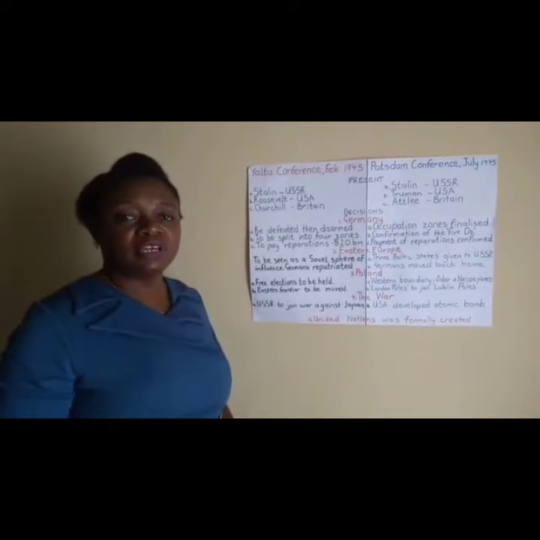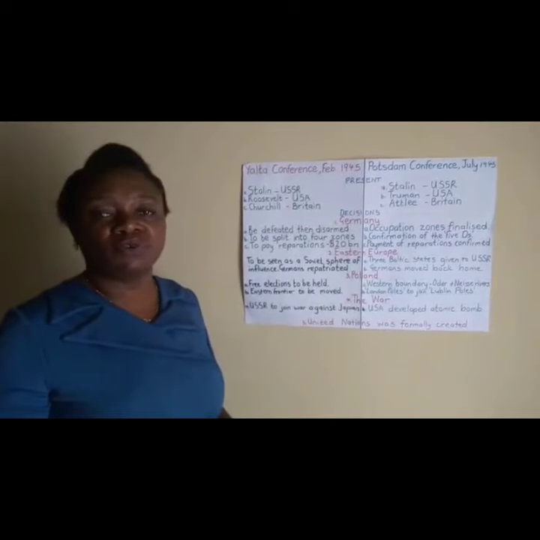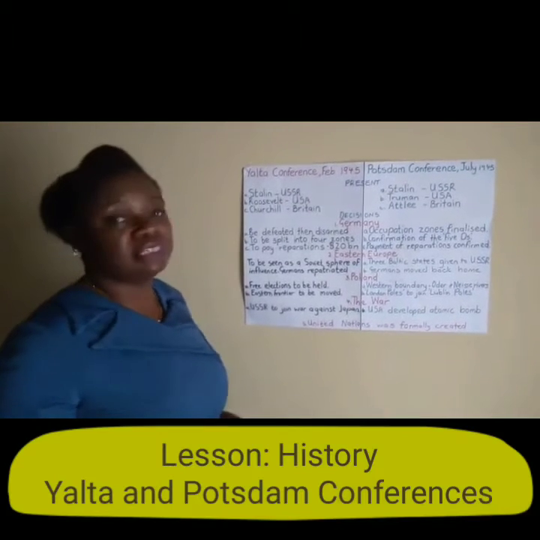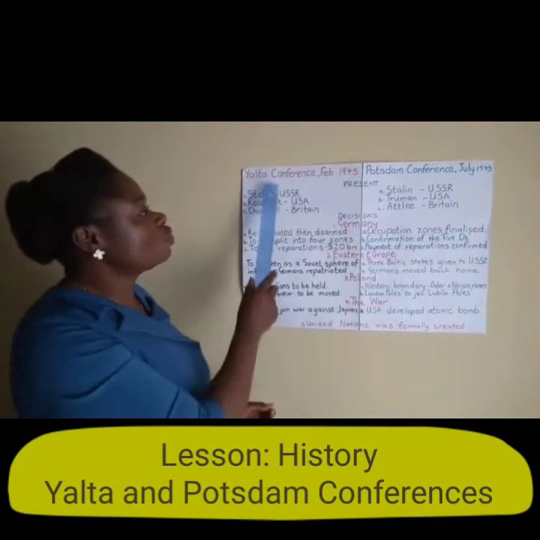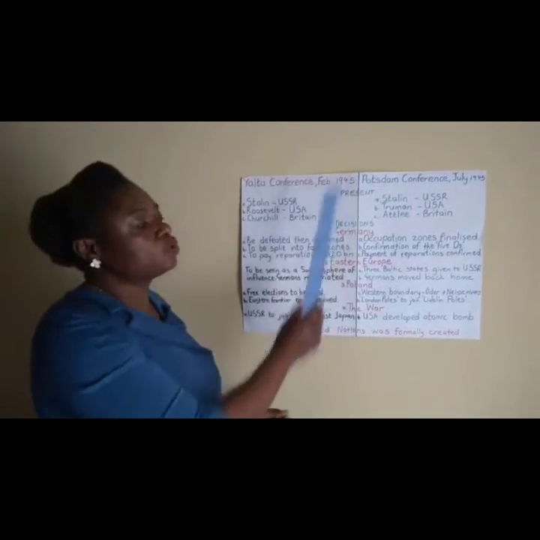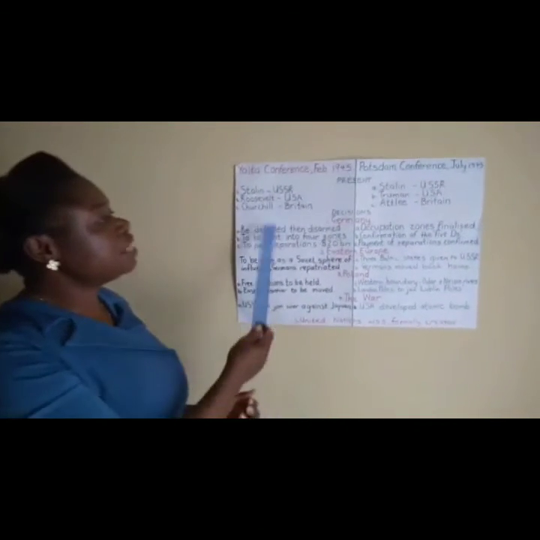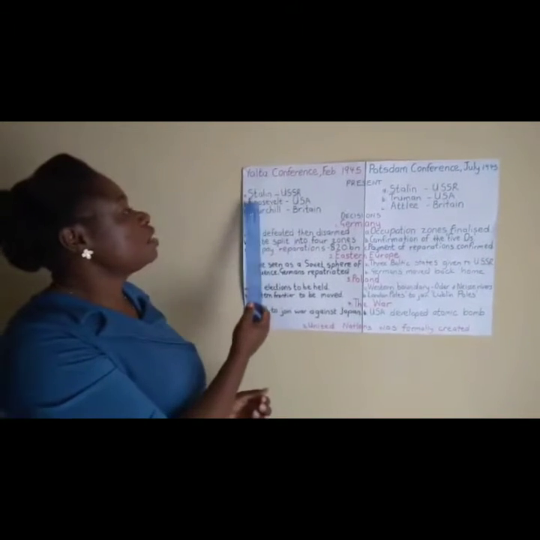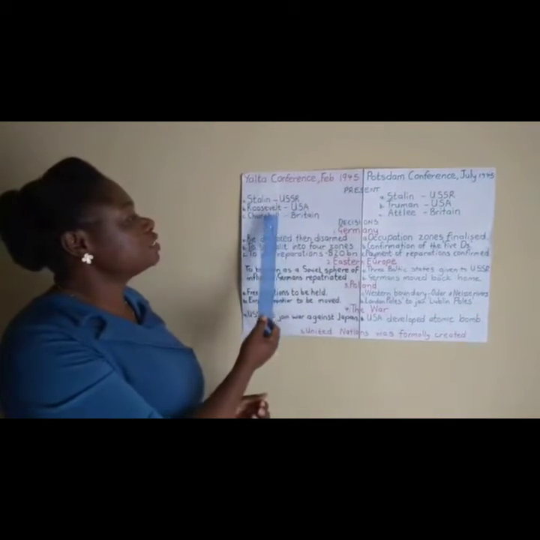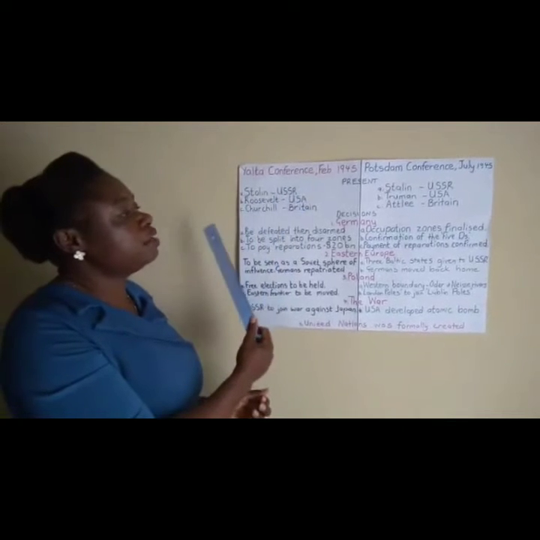Hello, Form 4s. Today we are going to look at the Yalta Conference and the Potsdam Conference. These two conferences were held, the first one before the Second World War actually came to an end, and the second one when the Second World War had come to an end. Present at the Yalta Conference were Stalin of the USSR, Roosevelt of the USA, and Churchill of Britain.